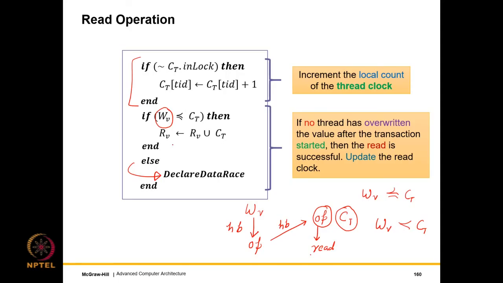But if there is a chain of happens-before edges, then by the property of vector clocks, we'll have WV precede CT. There is a case where they will be equal, but I will discuss that later. So let's assume that if it precedes or is equal to CT, then the access is safe. There is no problem. So the access is safe, we enter the body of the loop. In this case, there is no data race.